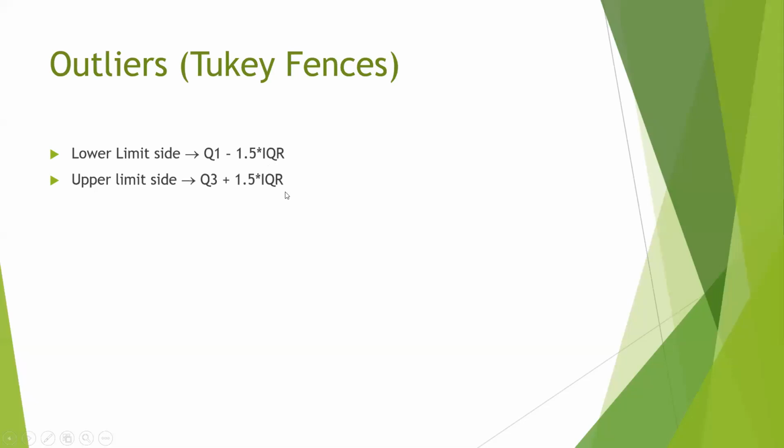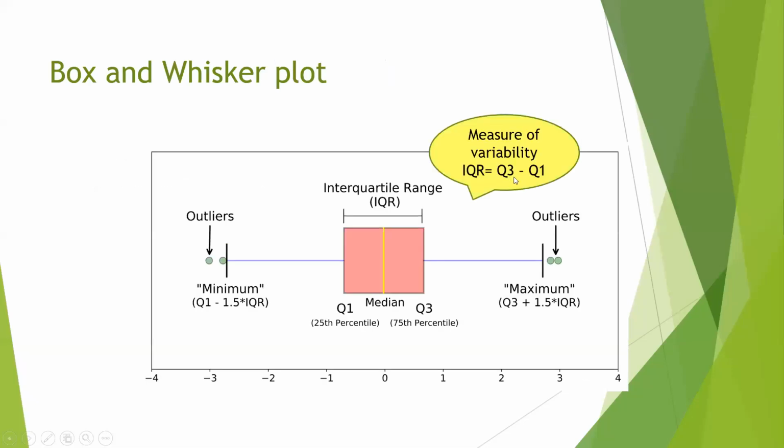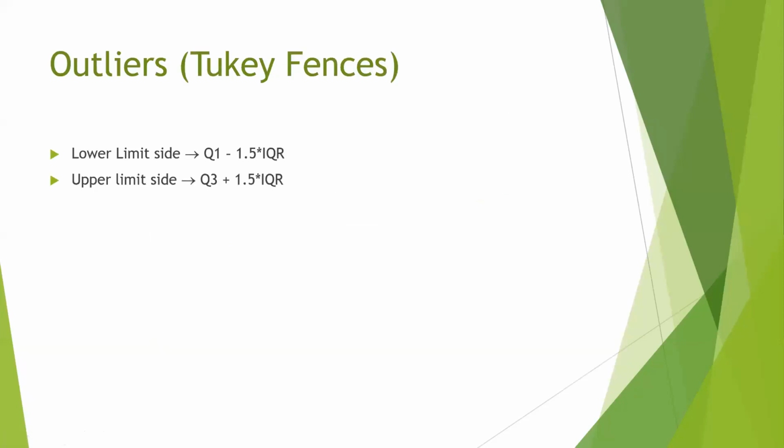And what is the interquartile range? It is nothing but the difference between the upper quartile and the lower quartile. And if anything goes beyond that, that means you have an outlier on the higher side. Extreme values are there.